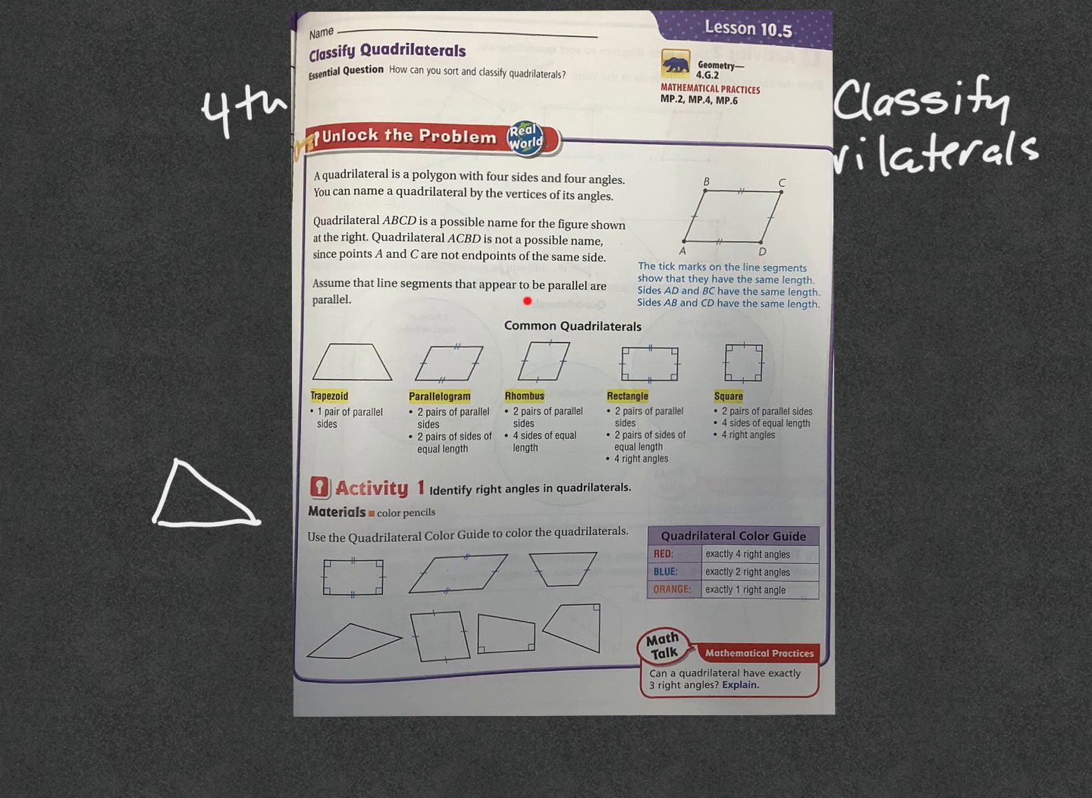Assume that line segments that appear to be parallel are parallel. So remember, parallel are 2 sets of lines that run side by side and will never intersect. So when they talk about line segments that appear to be parallel, we're looking at this line segment and this line segment, which, if they continued on and on and on, would be parallel to each other and never cross.